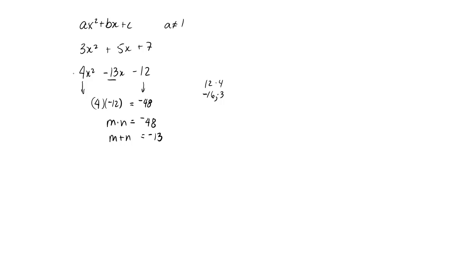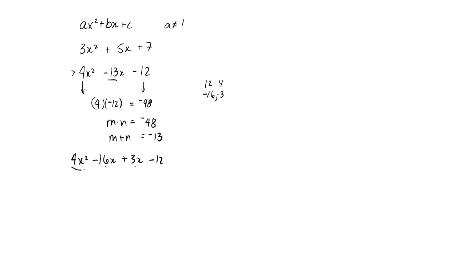Okay, so I'm going to rewrite this equation, but I'm going to use these other numbers instead of the negative 13. So 4x squared minus 16x plus 3x minus 12. And we can see that this negative 16 plus 3 is the same as negative 13.